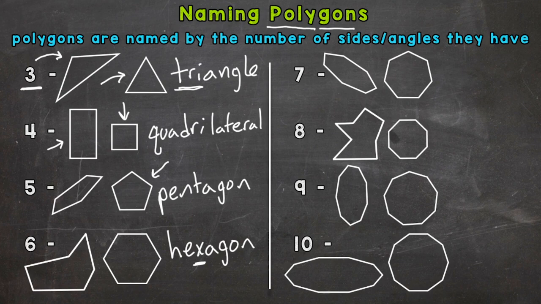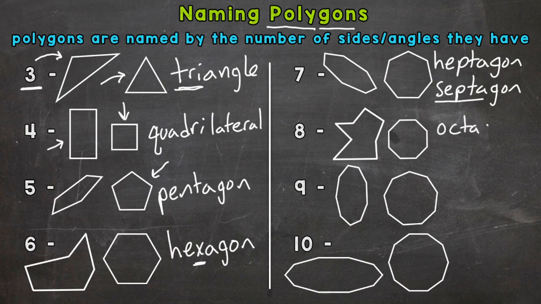On to 7 sides and angles now, and this one actually has 2 names. You can either call it a heptagon or a septagon. I prefer septagon. I think that's easier to remember because septa here kind of sounds like 7. 7 starts with an S, and so does septagon. Next, 8 sides and angles, octagon. And you can remember this one because it kind of sounds like octopus, which octagon and octopus have 8 in common. So that's how you can remember that one.